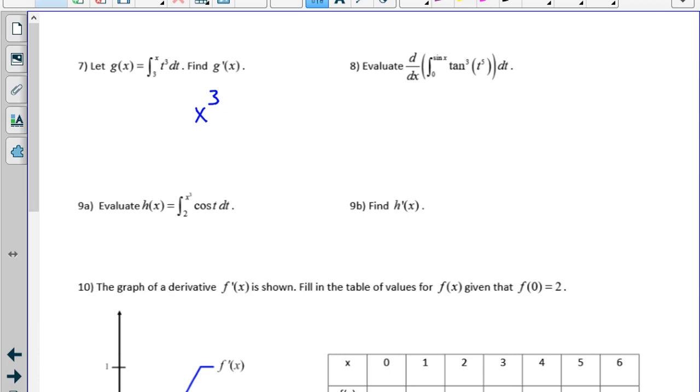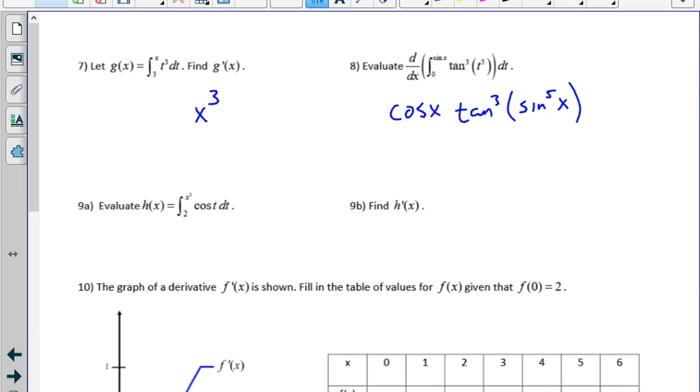Number 8, this is once again the fundamental theorem of calculus. So we have tangent cubed of sine to the 5th of x. And then we take the derivative of sine of x, which is cosine of x, and we do the chain rule. And that's pretty much all we got there.